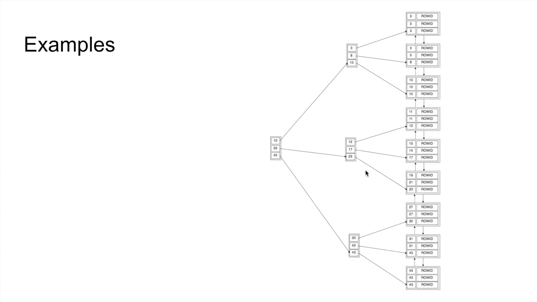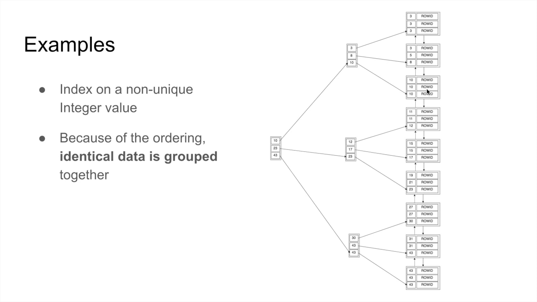Alright, next example. This is an index based on a non-unique integer value column. So again, the leaf nodes contain all of the column values and they also contain a row ID, which is actually a reference to the entire row. There's something cool about an index on a non-unique integer value column. Because of the ordering, the identical data is actually grouped together. You can see that right here. Here we have a couple of number 3s, a couple of number 10s, and at the end there's a pack of number 43s.